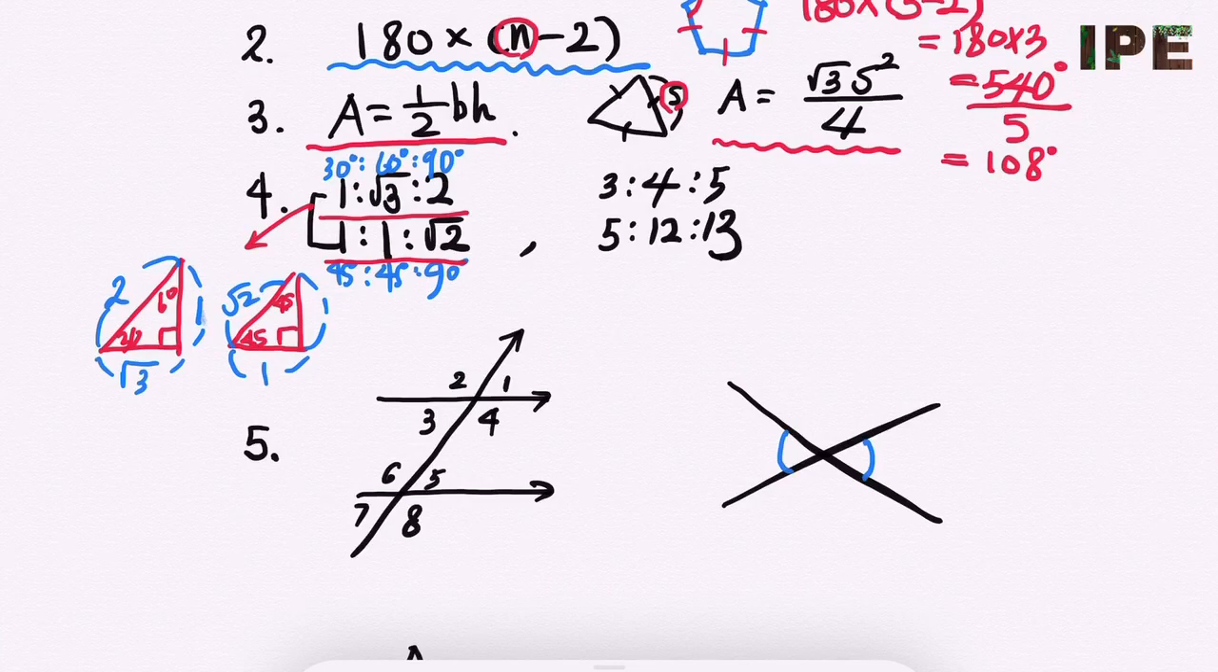You don't have to know the angles, just understand the ratio of three sides. Right triangle, 3 to 4 to 5. Another one is 5 to 12 to 13.